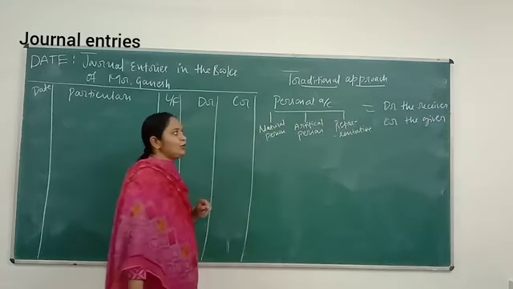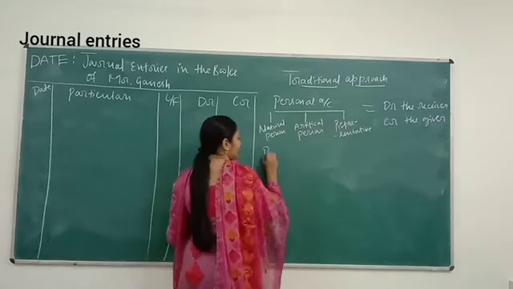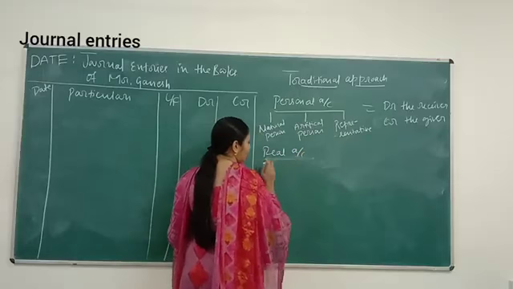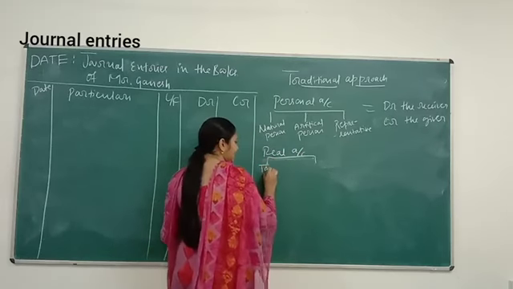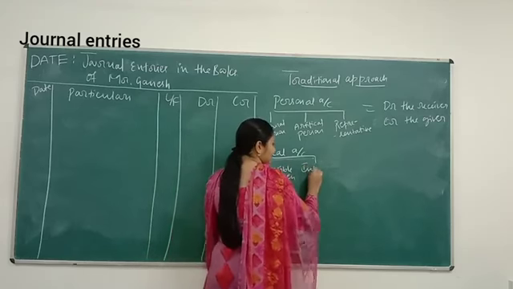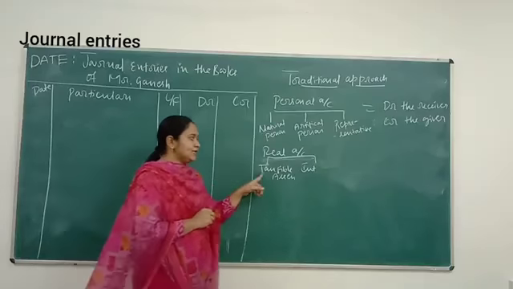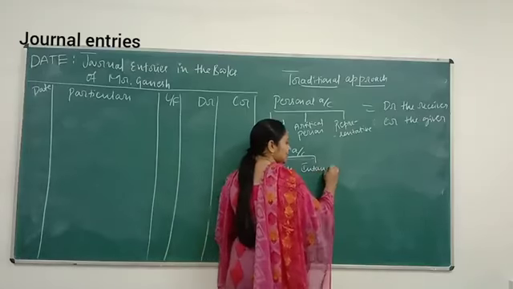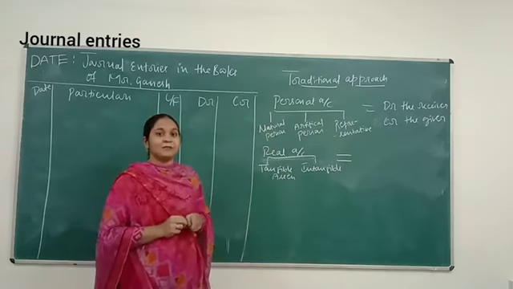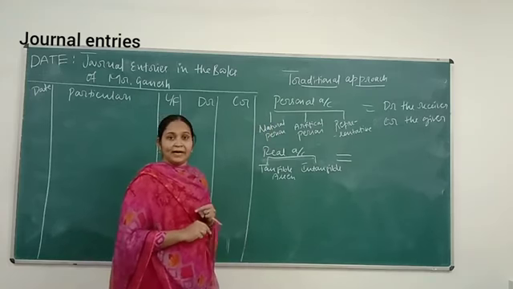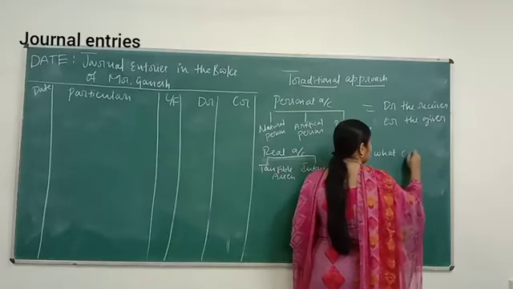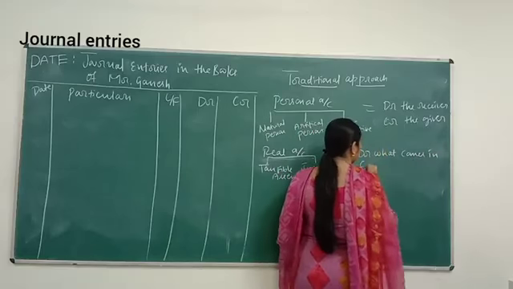When it is related to assets, we follow the real account rule, that is for tangible and intangible assets. Tangible assets are those you can touch and feel. Intangible assets are those whose presence you can feel, but you cannot touch, for example goodwill, copyrights. The rule is: debit what comes in, credit what goes out.